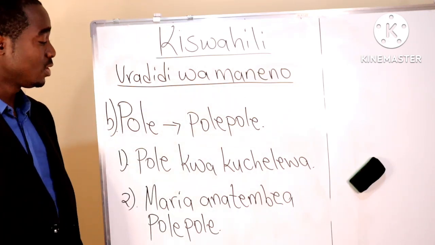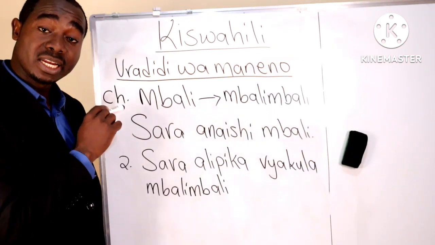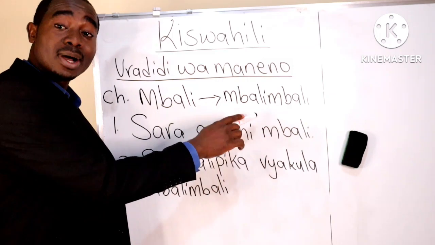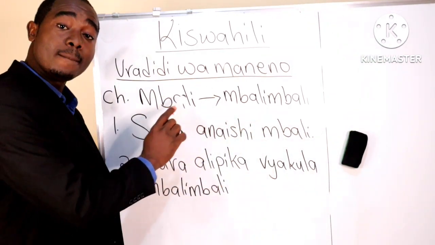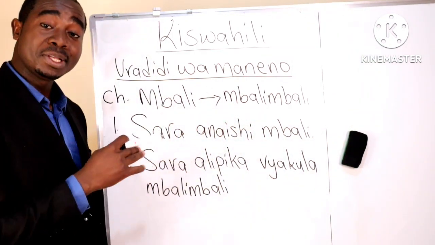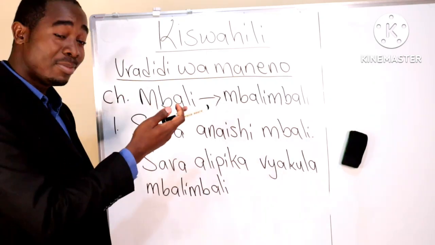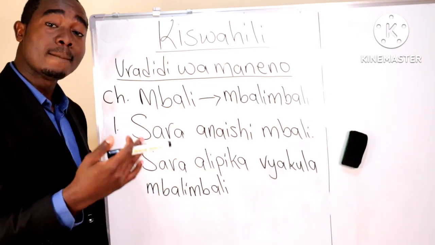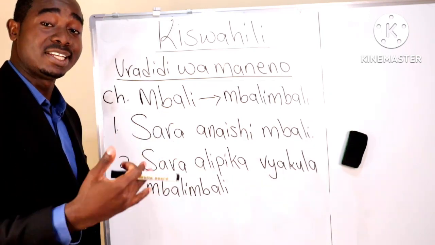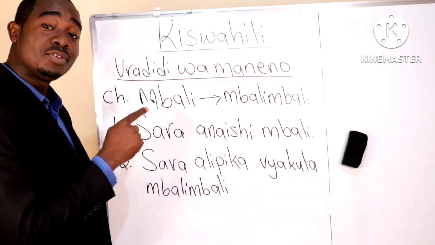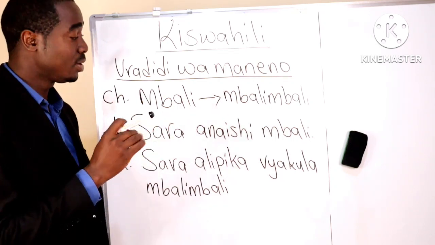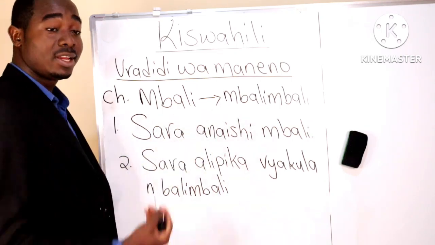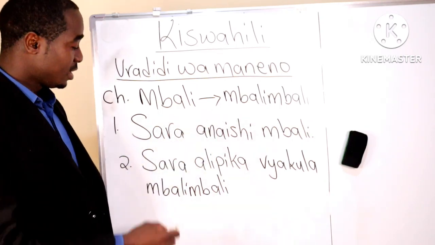Let's go to the third word. Mbali, mbali mbali. Mbali means far. Mbali mbali means variety, different kinds. When you say mbali, it's far. Mbali mbali, varieties. Sawa?